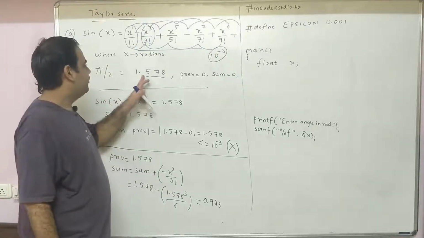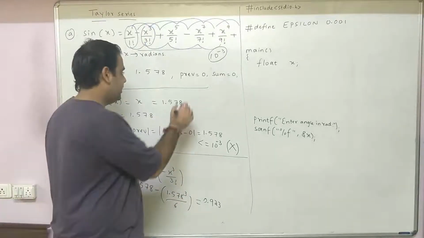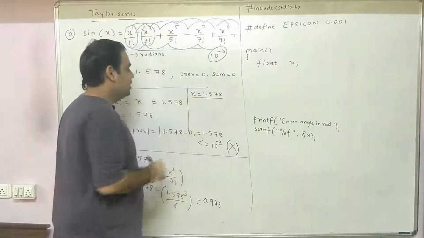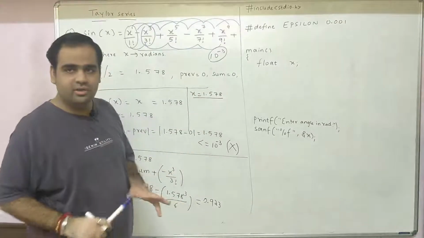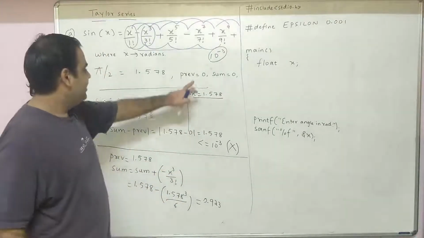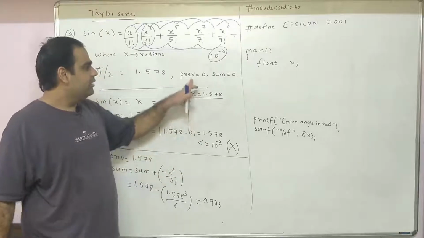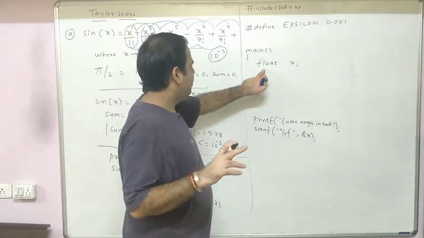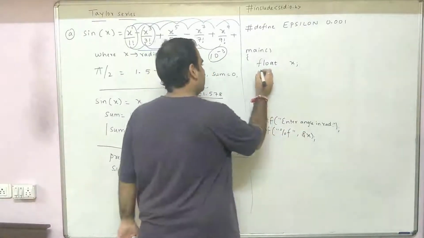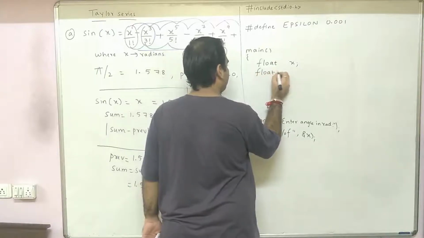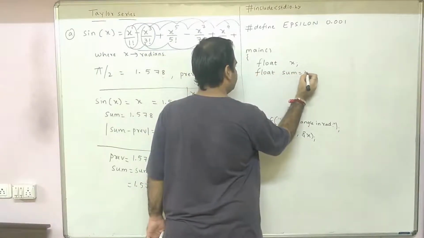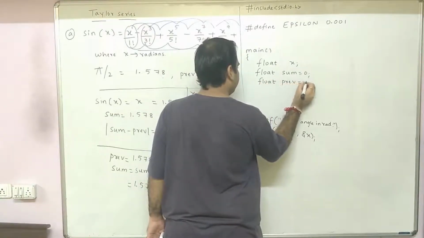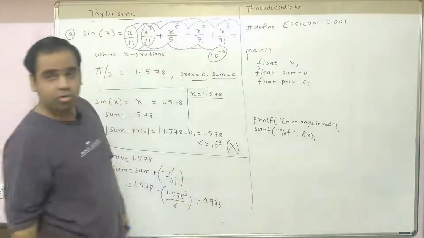Suppose the value of x which you have given is 1.578. Done. Now you need the value of previous and the value of sum. Previous and sum can be double, or you can take them as float. Since I have taken x as float, let me take sum and previous also as float. We say float sum is equal to 0, and float previous also is equal to 0. These two are also done.